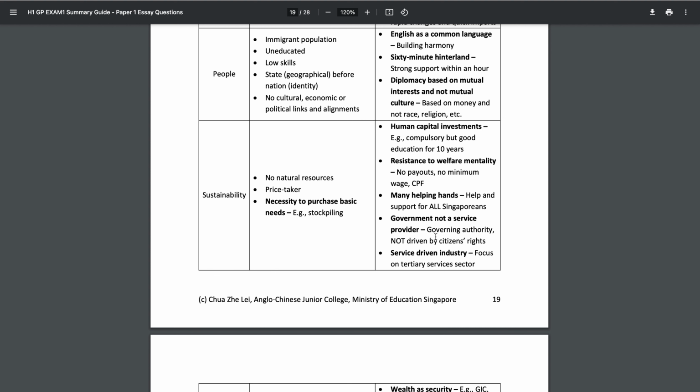That's why we don't have payouts. We don't have minimum wage. That's why we have things like CPF. CPF is not us giving you money. CPF is you saving your own money. It is compulsory for you to save your own money. Many helping hands. Our organizations, our government supports every single Singaporean because that is all we can do.